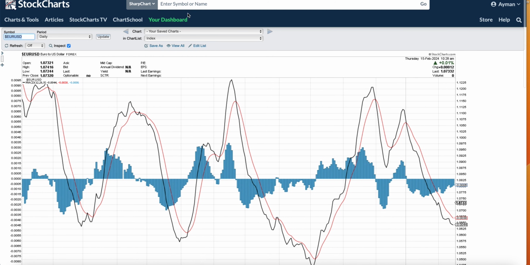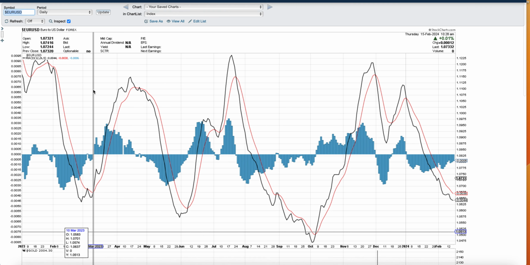Euro USD. You want to go long in gold and GDX whenever you have a bullish MACD in the euro. Okay? Capiche? Sometimes it's not very solid, but most of the time it is. So that's why I combine a lot of studies.